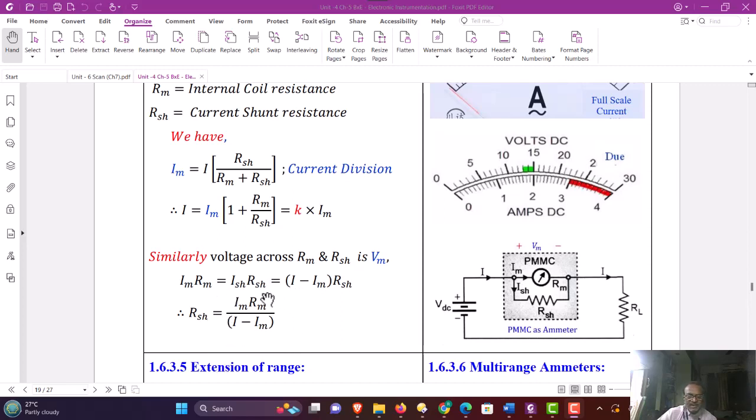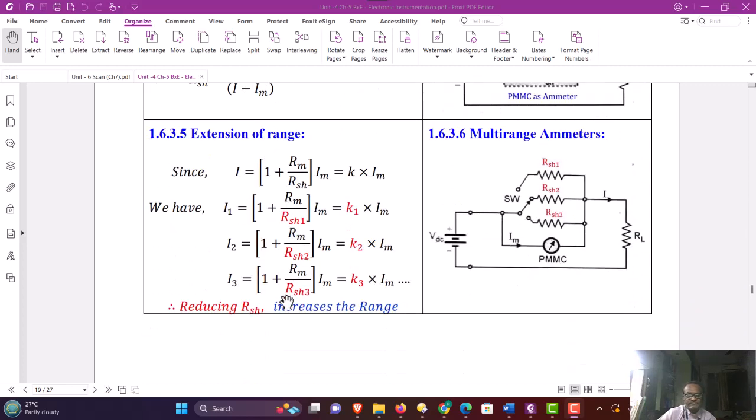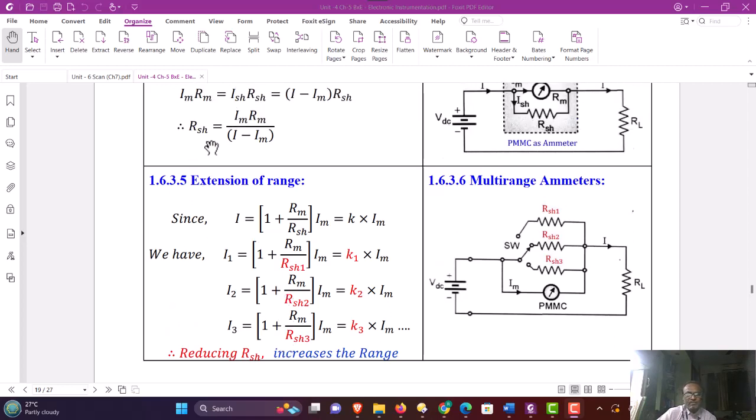All the right hand side parameters are known, so that from this expression you can calculate the effective shunt resistance required for the given measurement range of current and the selected PMMC instrument, where Im is the full scale deflection current of the PMMC instrument. You can extend the range of this ammeter by changing the value of RSH.